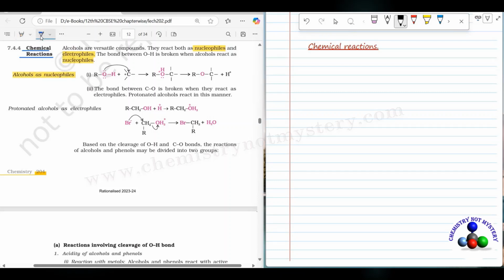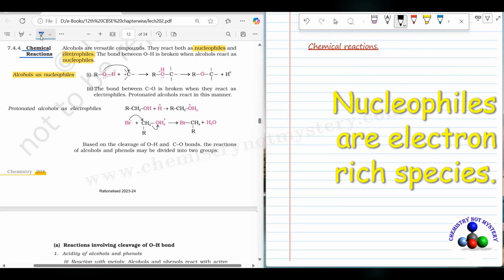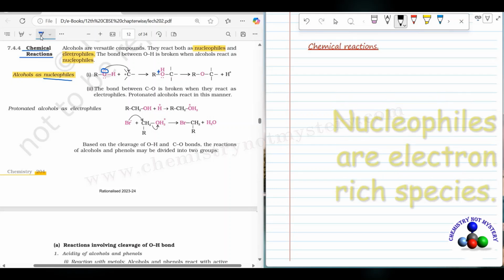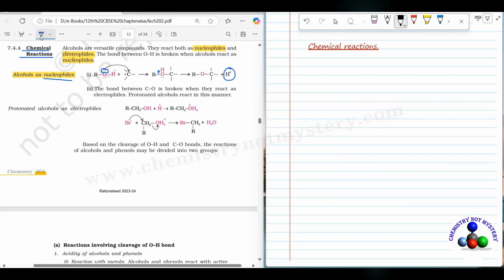So let's examine the reaction. Here this is an alcohol molecule in which oxygen has a lone pair of electrons. Due to the presence of these lone pair of electrons, alcohol acts as a nucleophile when it reacts with a carbocation. Oxygen donates a pair of electrons to the carbocation and makes a bond with it. As it donated a pair of electrons to the carbocation, oxygen develops a positive charge. To neutralize this positive charge, hydrogen leaves the molecule in the form of H plus ion. And here you will get the product of the reaction.